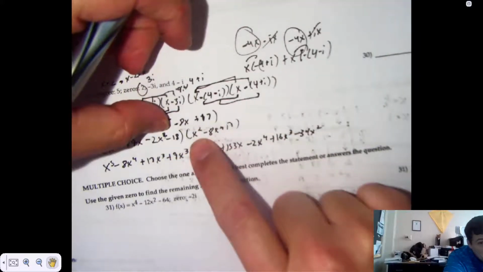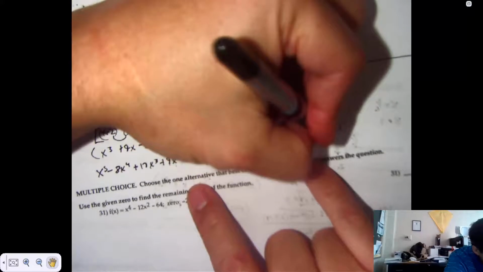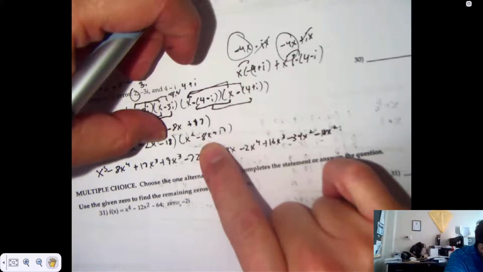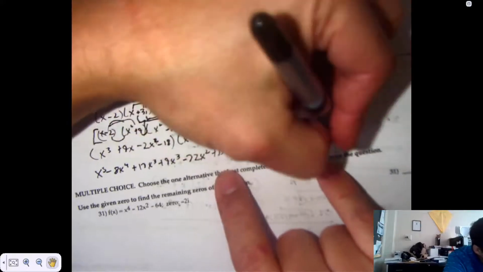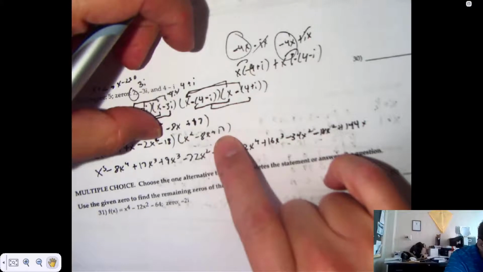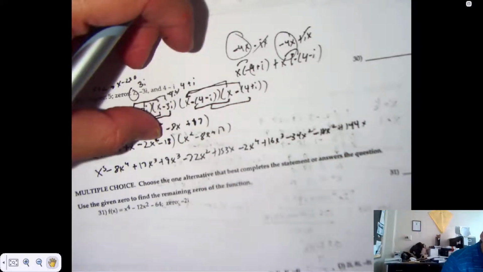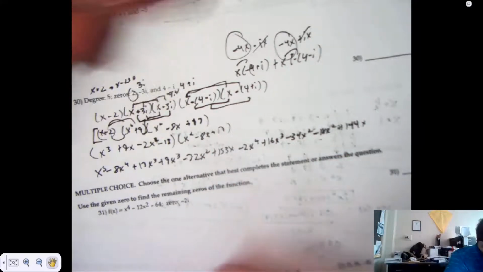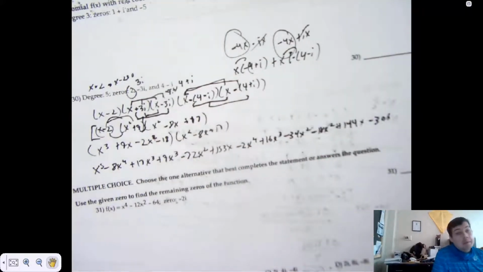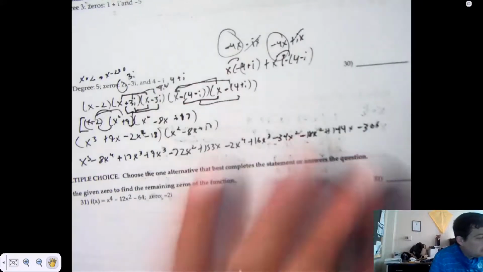I got negative 18 everything, so minus 18x squared, plus 144, yeah, 144 x's. And 18 times 17, minus 306. I'm going to leave simplification of that up to you. I'm not going to spend time on it. From there, it's combine like terms.